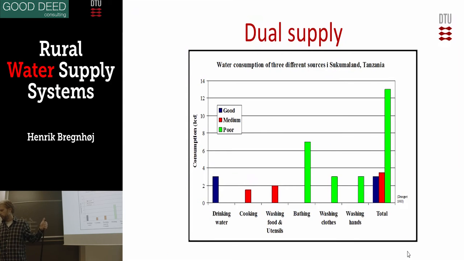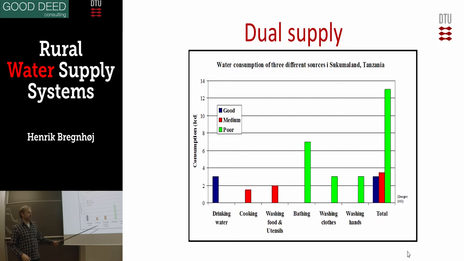Okay, one more point. You can also make dual supply. If you have a very good water source, very good quality, but it's a bit far away, you can say, okay, people can use this for drinking and cooking, and then you have another water source which is nearby but a bit dirty and you don't care too much or you don't want to treat it.